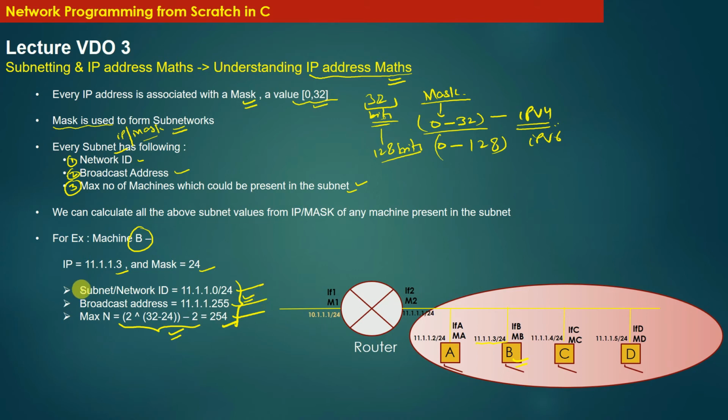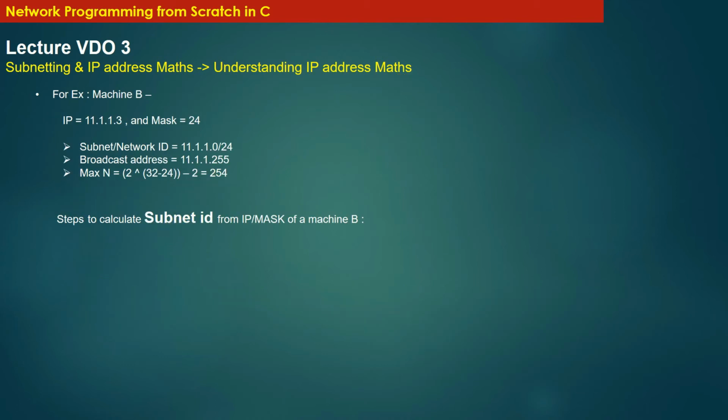So let us discuss how each of these pieces of information is calculated from an IP address and a mask value assigned to one of the machines present in the subnet. In this example, we are taking machine B as a test machine. So the user input to calculate all these pieces of information is the IP address and the mask value of one of the machines present in the subnet. In our example, we have taken the IP address and the mask value assigned to machine B.